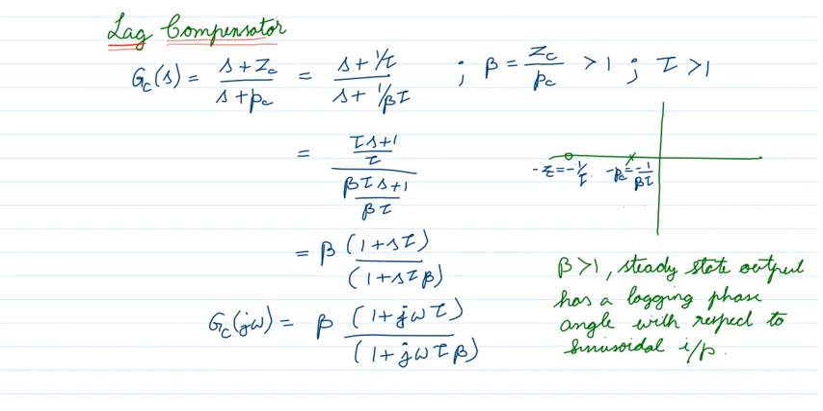So if the pole is very close to the imaginary axis, we say it is a lag compensator. Now simple mathematical manipulations, right? So this is another form of writing. Here beta is greater than 1. It is called a lag compensator because the phase angle of the output will be lagging. In a lead compensator the output will lead the input; in a lag compensator the output will be lagging. Lagging means the phase angle is negative. In a lead compensator, the phase angle is positive; in a lag compensator, the phase angle is negative. That is, for beta greater than 1, the steady state output has a lagging phase angle with respect to the sinusoidal input.